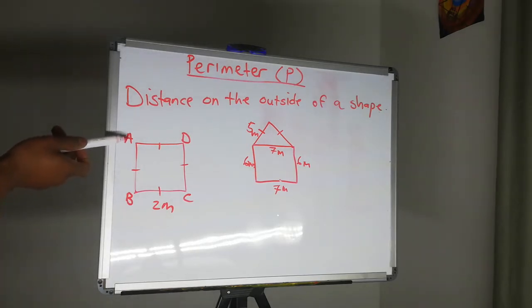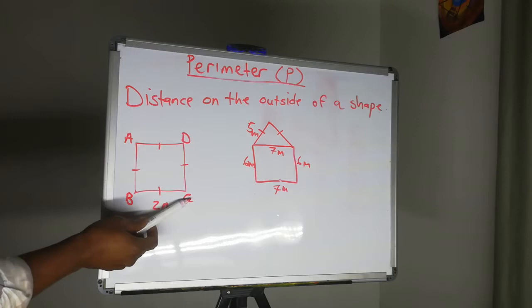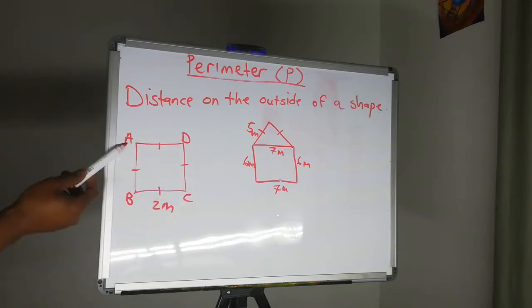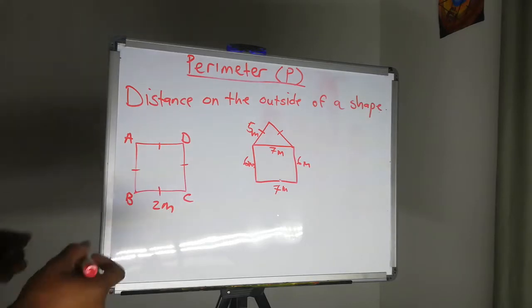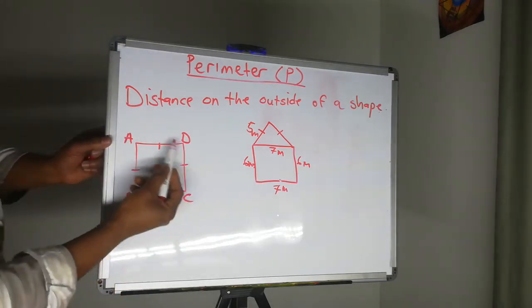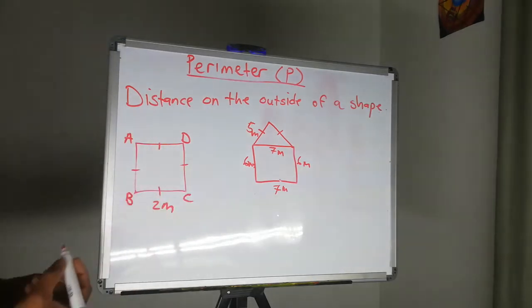Therefore we are going to assume the following route. We are going to move from A to B, to C, to D and back to A. And then we are going to calculate the distance that we have moved around the shape. So how do we do this?